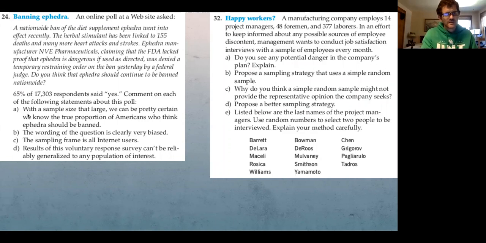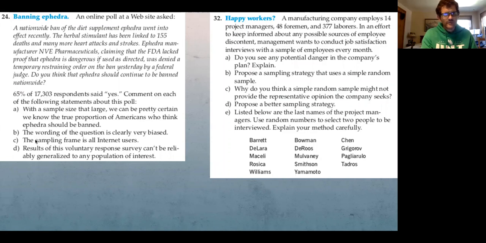So here's the statement. With a sample size that large, we can be pretty certain we know the true proportion of Americans who think ephedra should be banned. That is a lot of respondents, but this is a classic voluntary response survey. So it doesn't matter how many people respond, it's really not a valid survey to answer the question for the population.